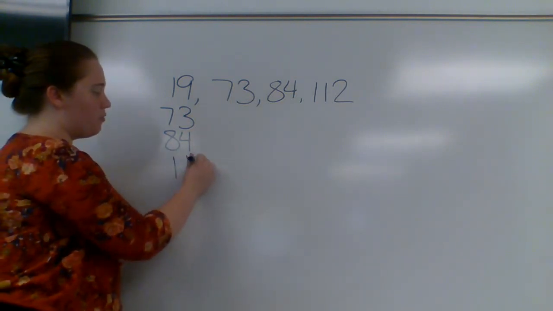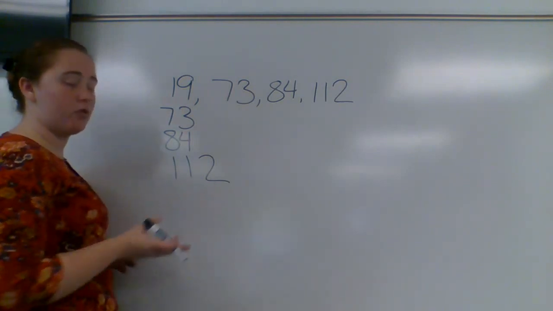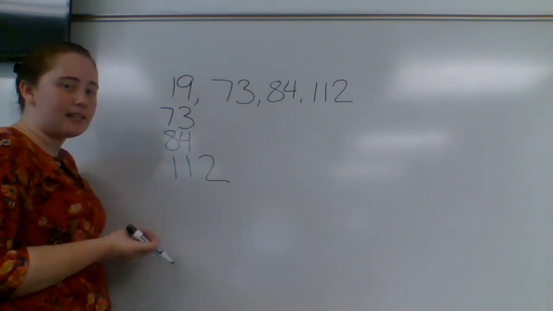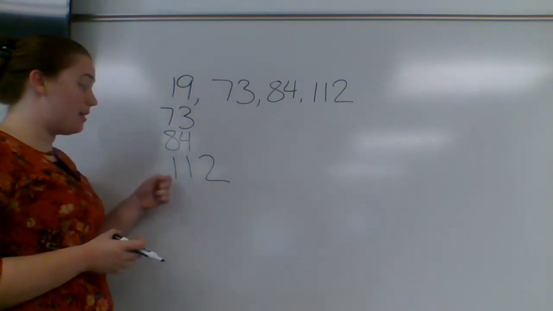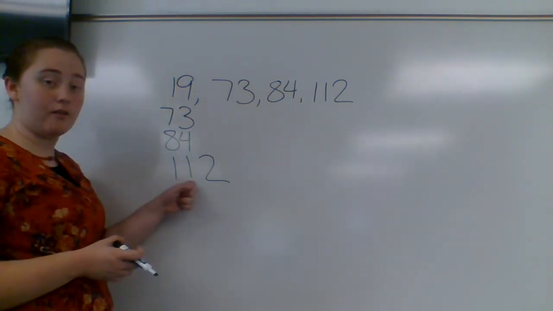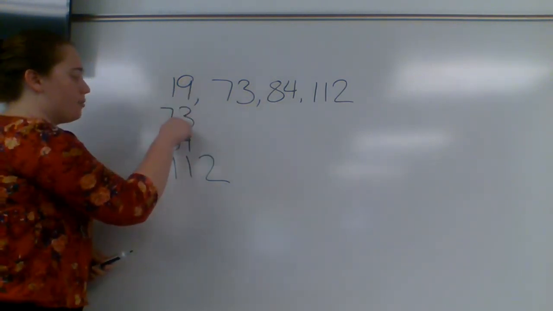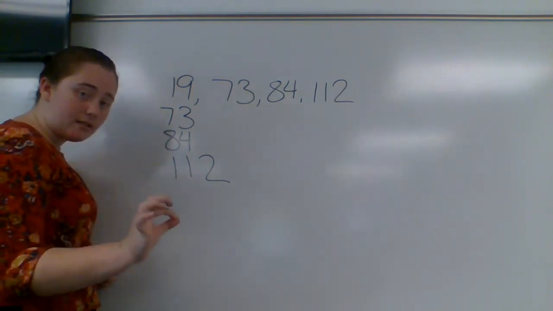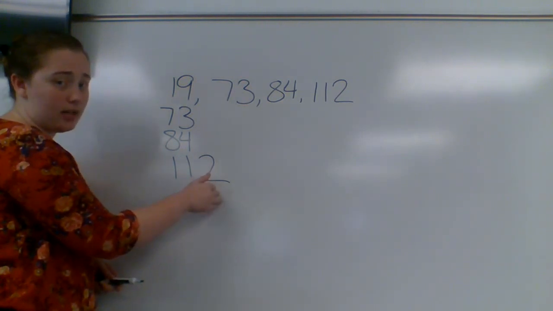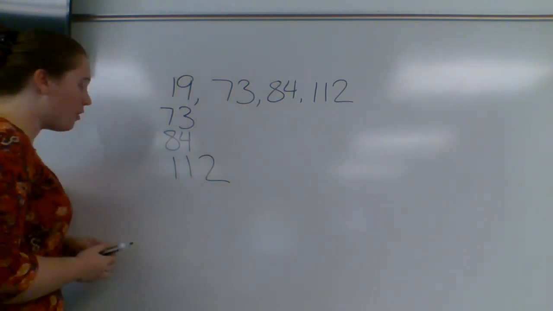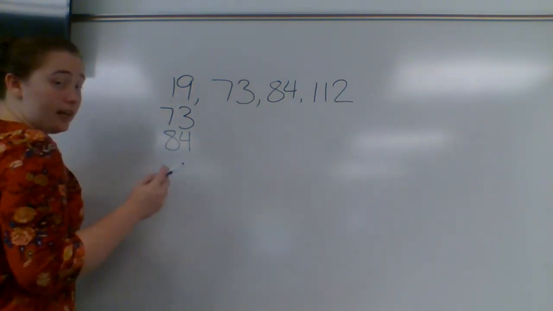So don't do like this. Why is this not correct? I copied down 112, but I didn't put it in the correct place. Why is it not correct? Right, this 1 and 112 are not in the correct place value. This 9, 3, and 4 is in the ones place value. This 2 is in the ones place value. It needs to be lined up, and right now it's not. So that's not correct. So let's go ahead and erase this one and write it in the correct place value.